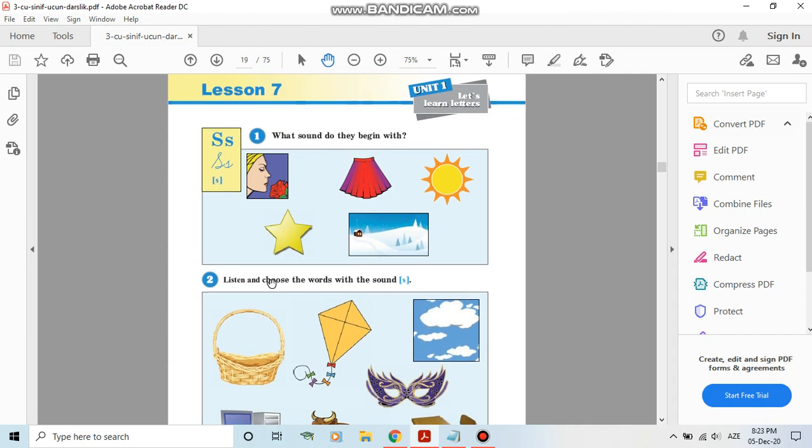Let's begin our lesson. Our today's lesson is Unit 1, Lesson 7. Letter S. Letter S, yani harf S. It sounds like S, S sesini verir.